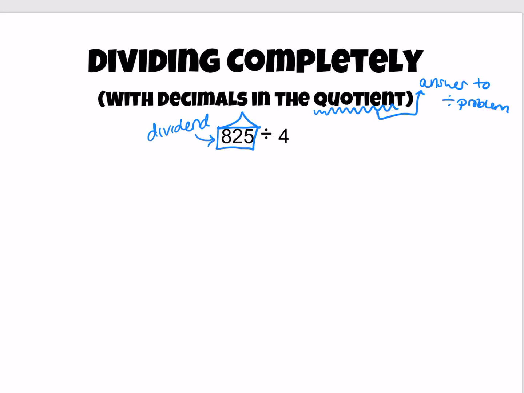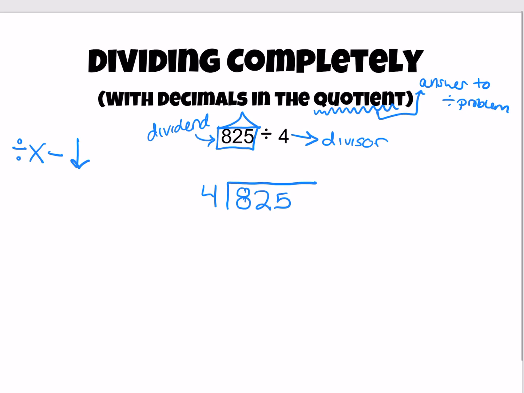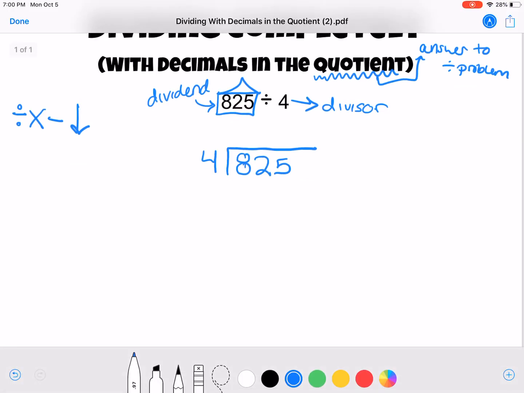We draw the house because we're going to draw our long division house, and our first number, our dividend, goes inside. So you can write 825 inside of the house. And our second number, that number is the divisor. That number goes outside of the house. So our problem is set up, and our strategy here is divide, multiply, subtract, bring down, and bring back. So you guys can jot that down because that's the strategy we're going to use whenever we're dividing and there's decimals.